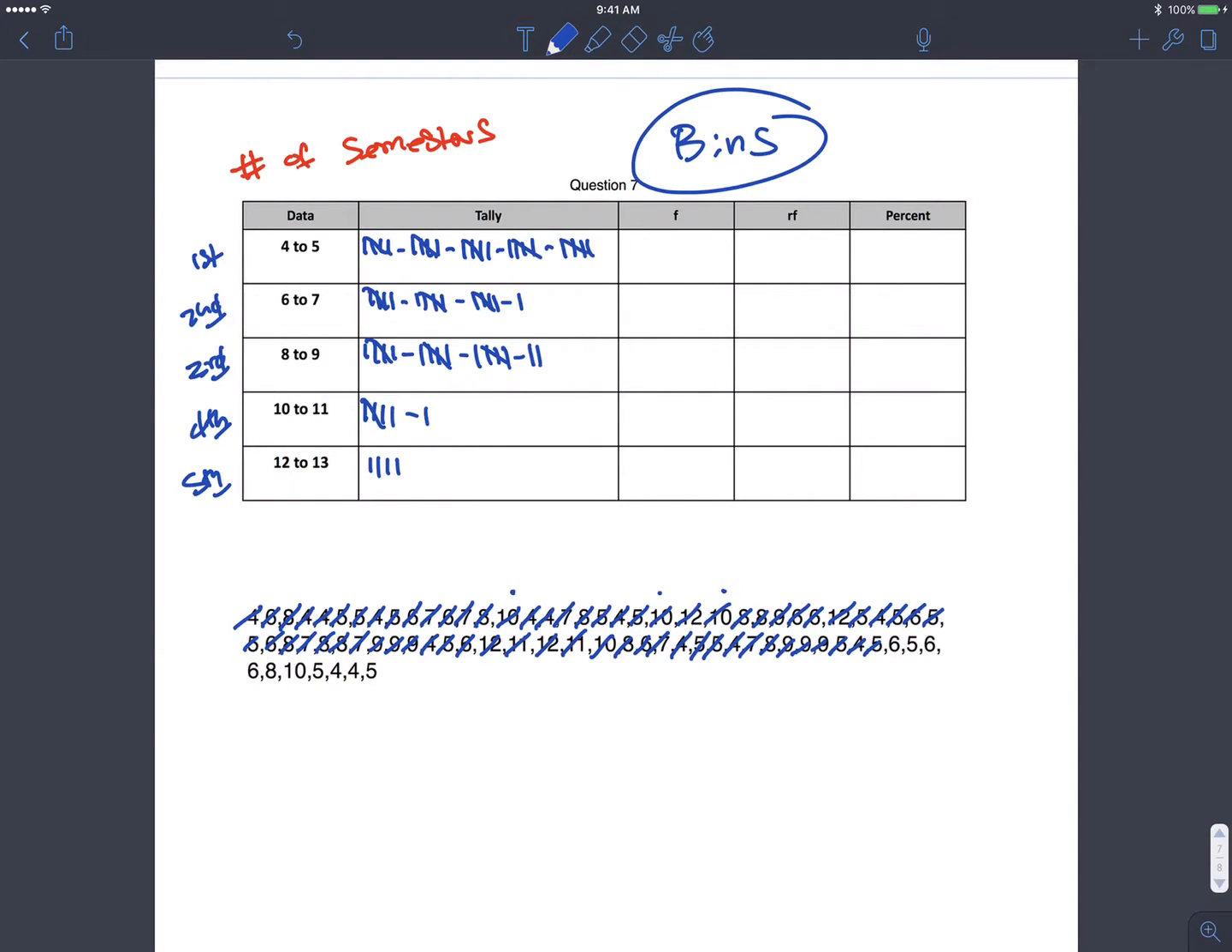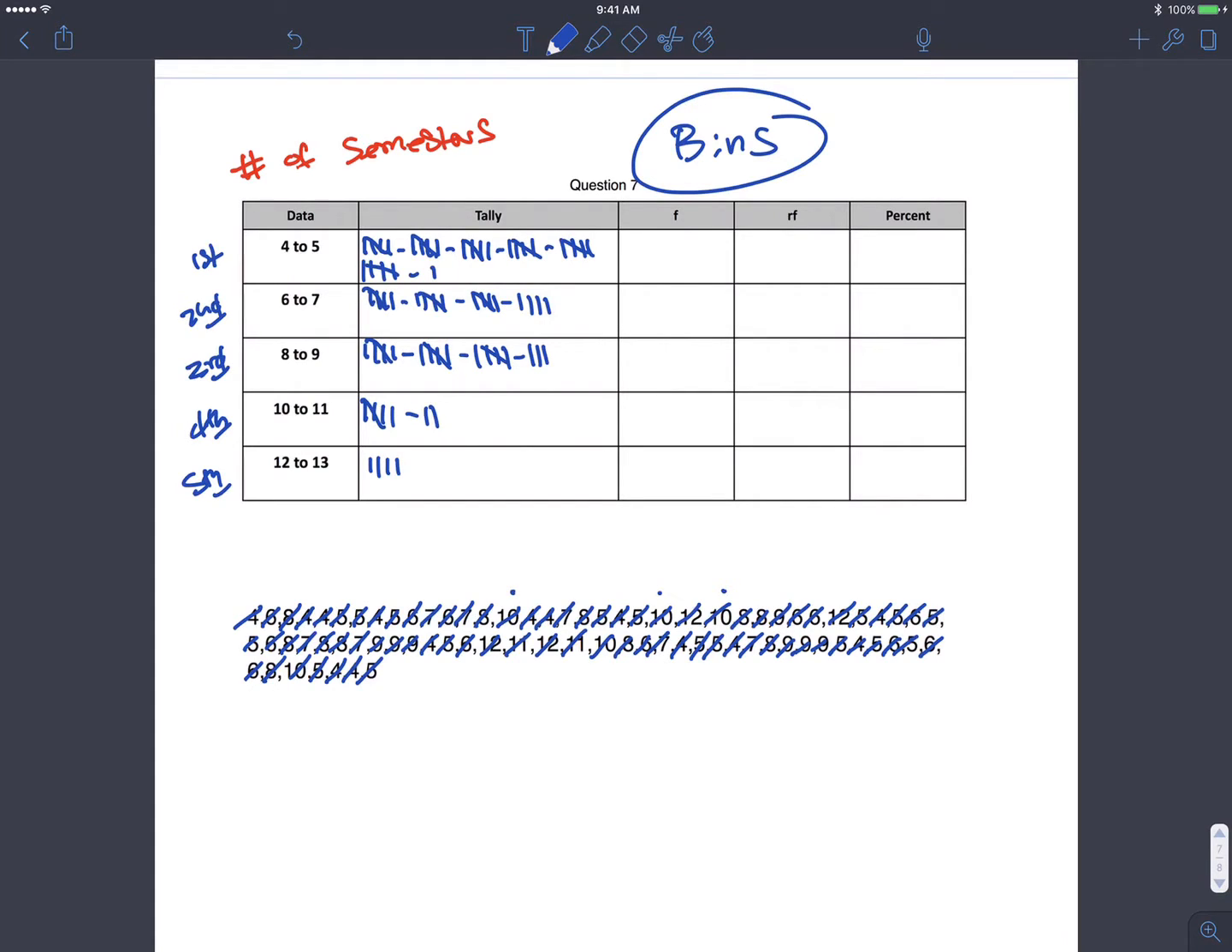A 6. A 5. A 6. Another 6. An 8. A 10. A 5. A 4. A 4. And then a 5 there. Okay.